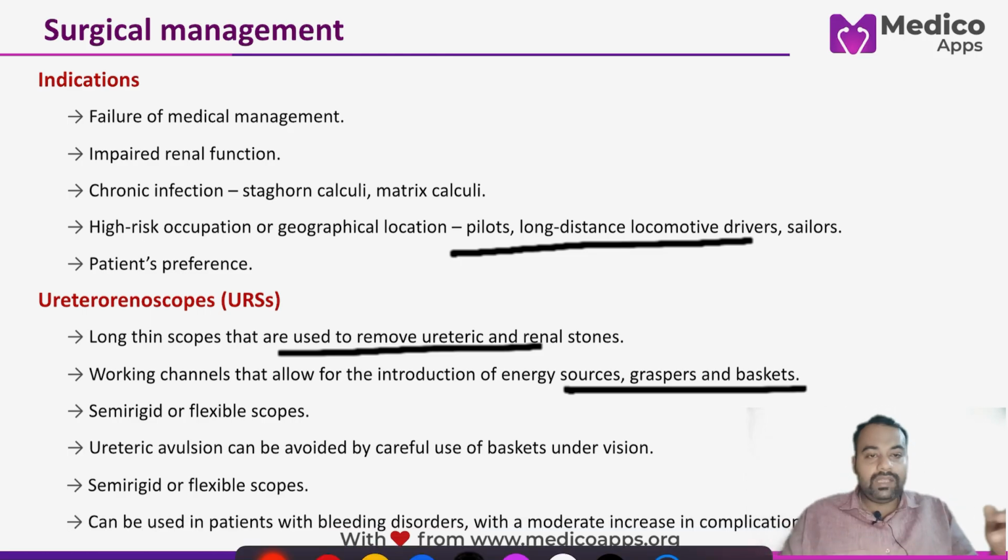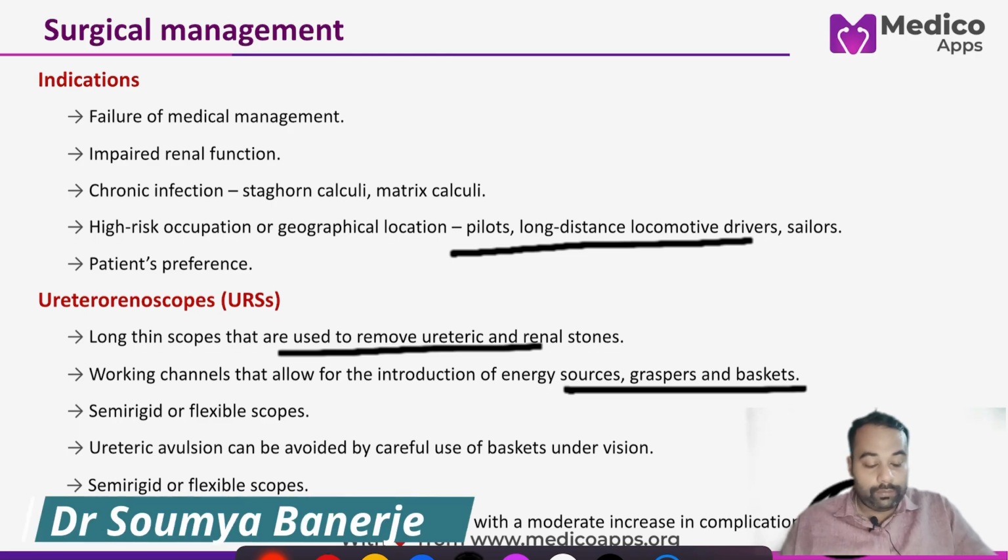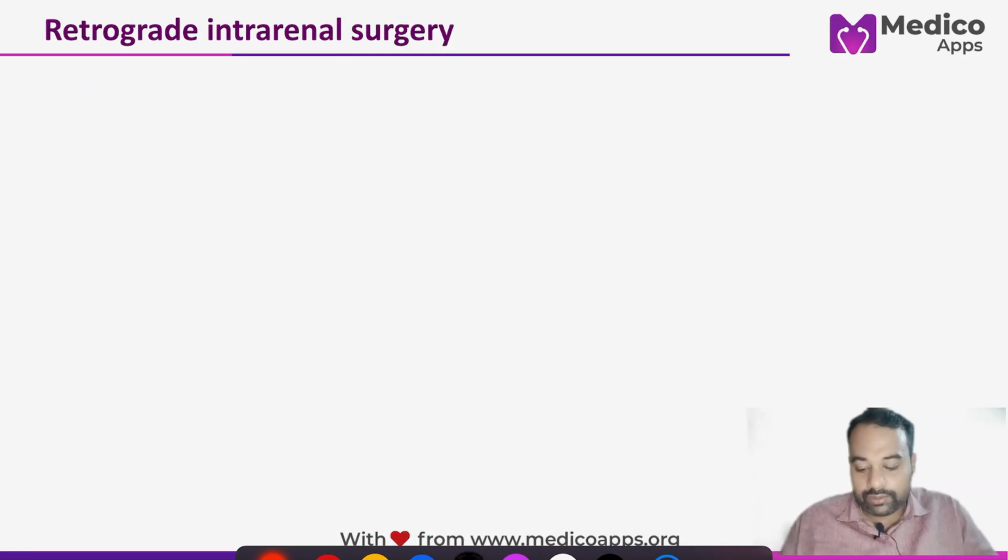Okay, sometimes it may complicate in patients with a bleeding disorder. So these are the ones which are the contraindication in ureteroscopy. If the patient is having some amount of bleeding disorder, it's a contraindication.